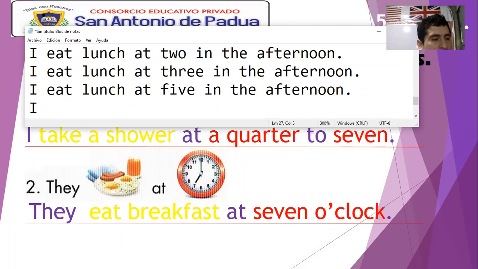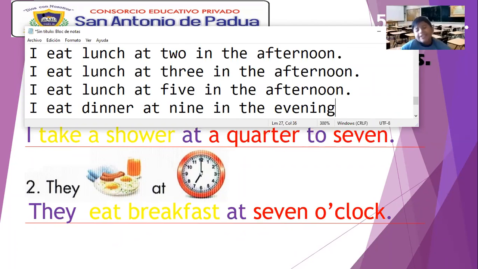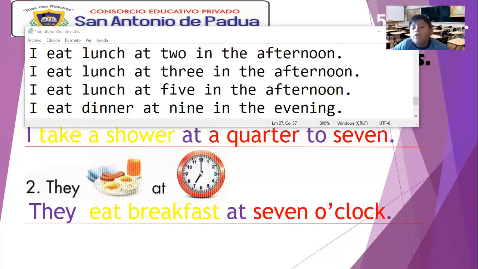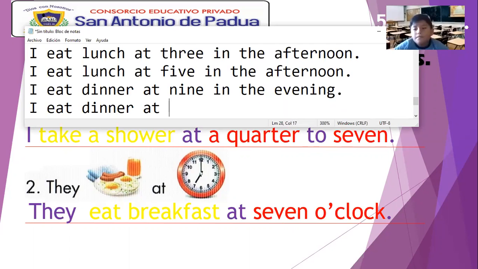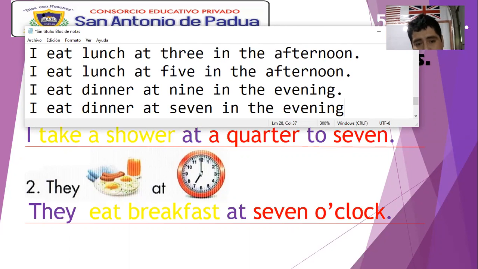Y si hablamos de cena, a ver, I have or I eat dinner, cena. ¿A qué hora cenamos? At nine. In the evening, yes, in the evening. Yes, good. Yo ceno a las 9 de la noche. Good, excellent. That's it. Very good. Yes, I eat dinner at 9 in the evening. Good. No, no, teacher. I eat dinner at 7. Yeah, 7 in the evening. Hay algunos que almuerzan cenan temprano, ¿no? I eat dinner at 7 in the evening.